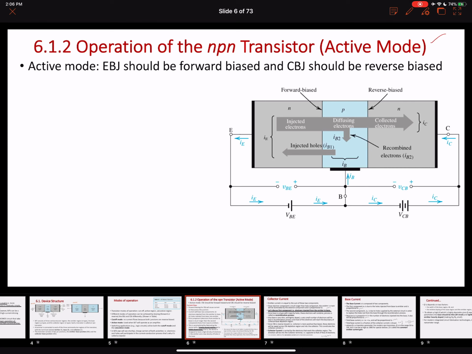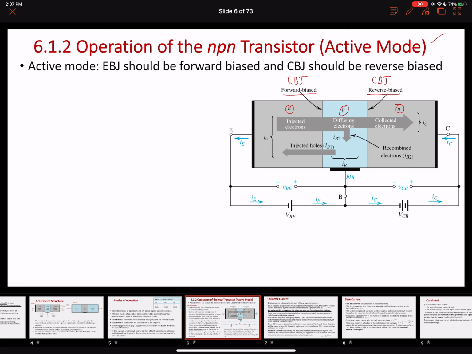All right, so this is where our NPN transistor is. So we have an NPN transistor and our two junctions again. This junction is the emitter-base junction, which is forward biased, and this is our collector-base junction, which is reverse biased. Now to forward bias a PN junction, P-type material should be at a higher potential as compared to N-type.